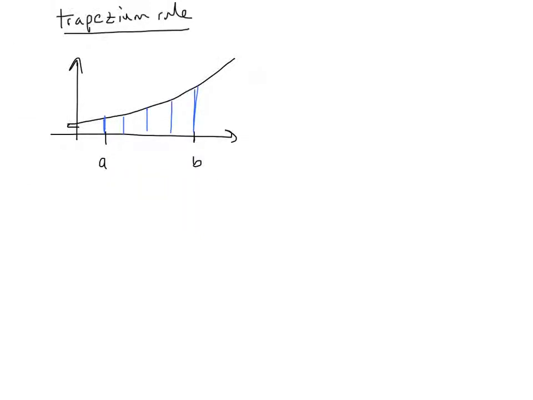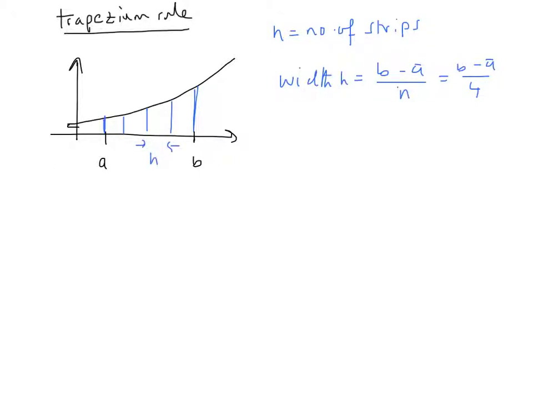Here we go. And so they're equal width, and the width, let's use h for width, will be the length B take away A divided by the number of strips I've got. So 1, 2, 3, 4, I've got 4 strips, so I'm going to divide by n, which is the number of strips. So in this case it's B take away A divided by 4, where n equals 4. So n equals the number of strips, and h is the width of each strip.